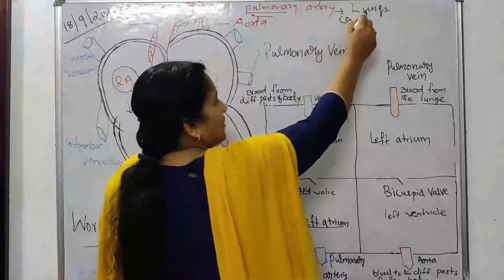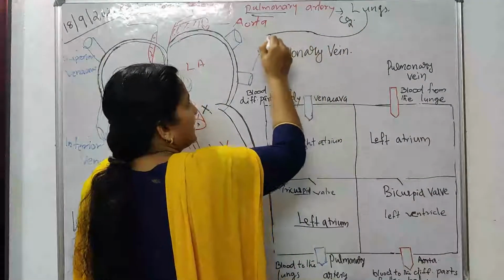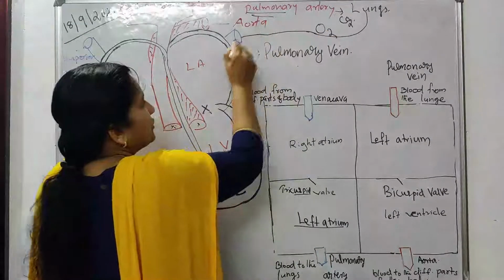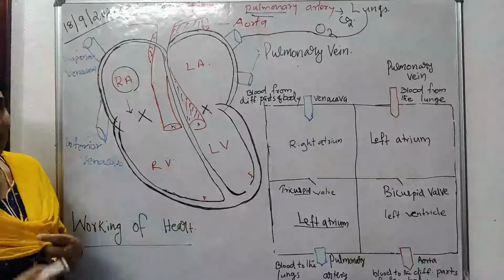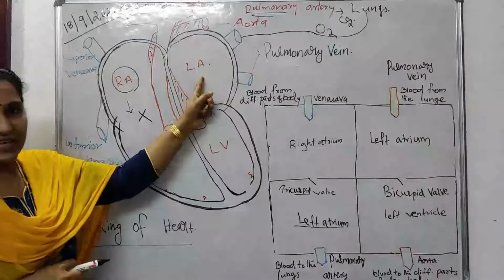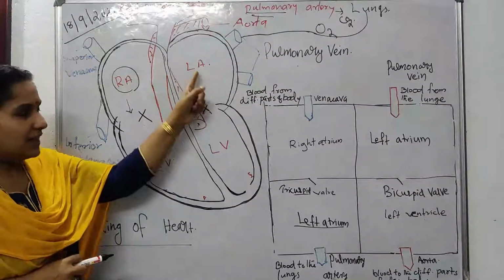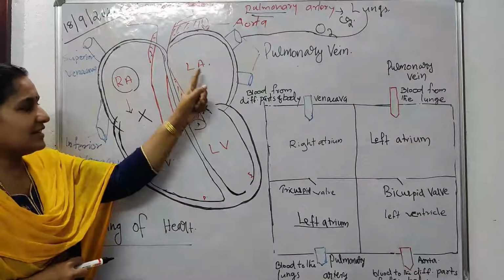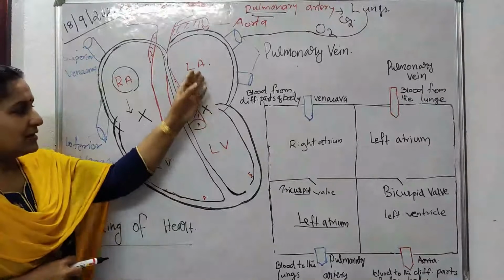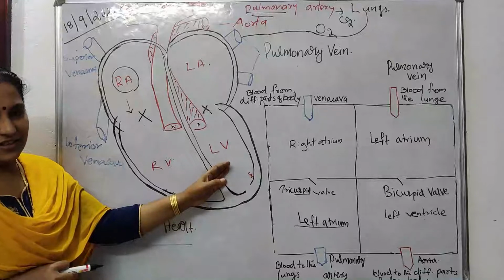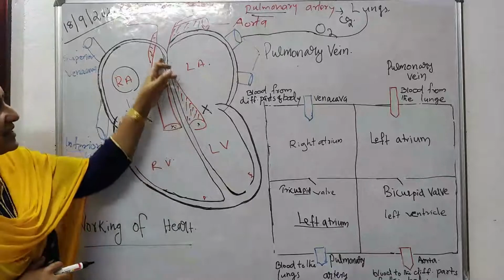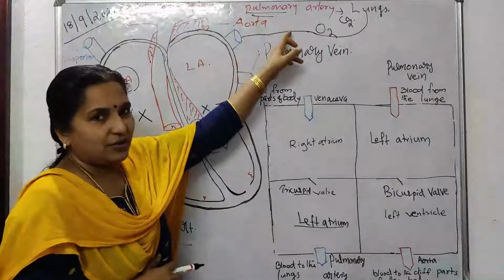From the lungs it is oxygenated and carried by the pulmonary vein to the left atrium. So the pulmonary vein carries more oxygenated blood to the left atrium. From the left atrium, that contracts and the bicuspid valve opens, the blood moves to the left ventricle. From the left ventricle, the aorta carries this blood to different parts of the body.